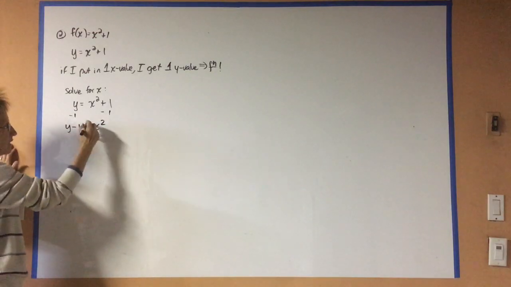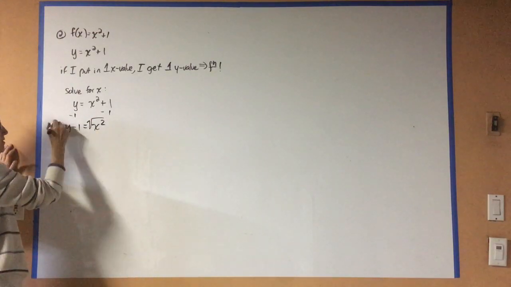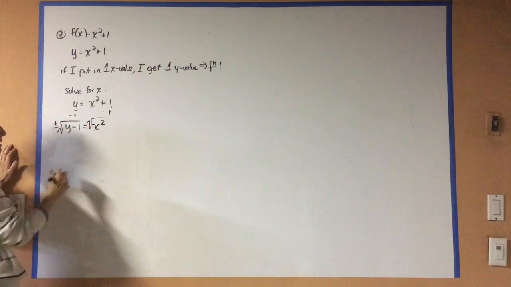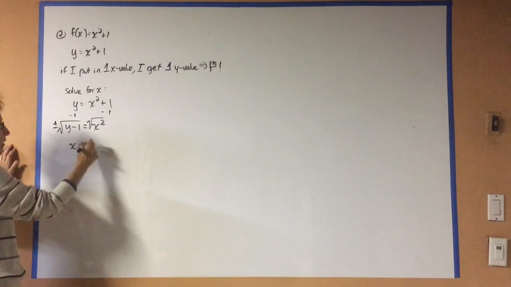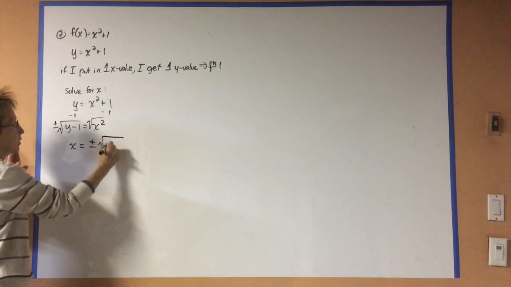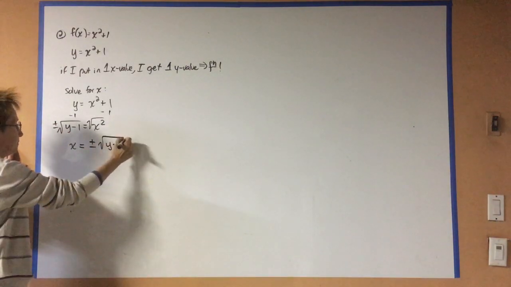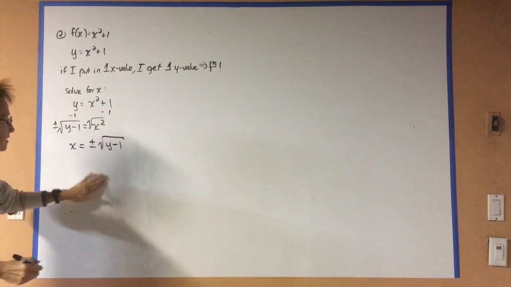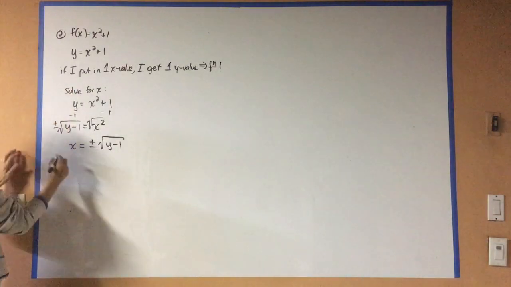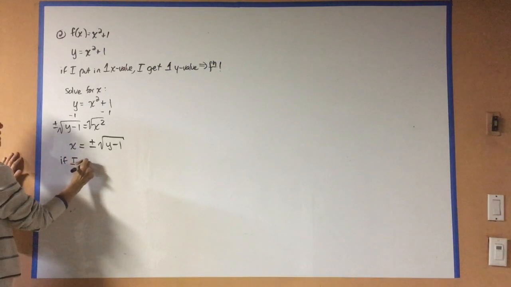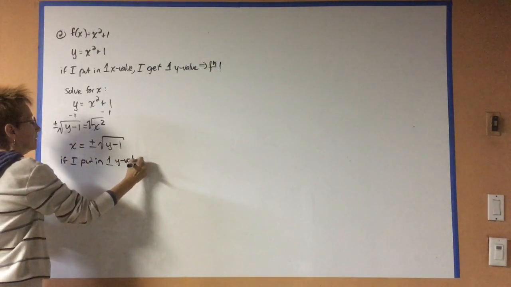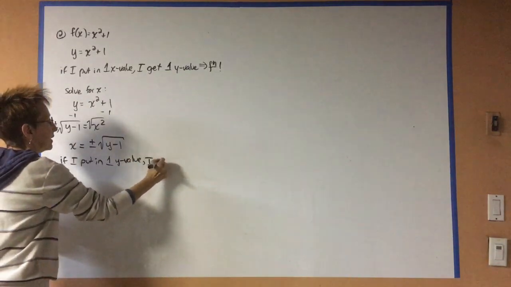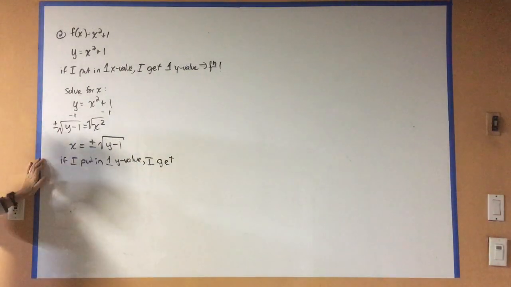But now to solve this for x, I need to do the square root property. So plus or minus the square root of this side. I'm going to write the x first. So the square root of x squared is x, and over here I have plus or minus the square root of y minus 1. So here it is, solved for x. So now I'm going to think about if I put in one y value, I get how many x values?